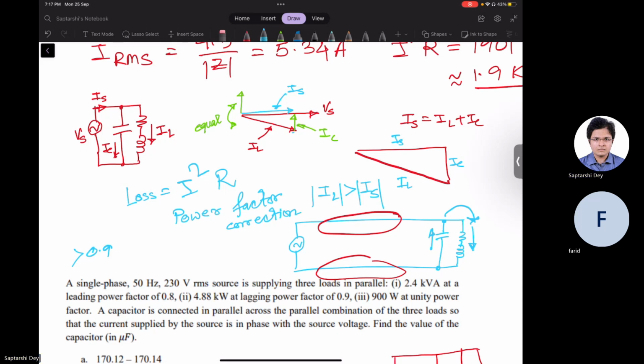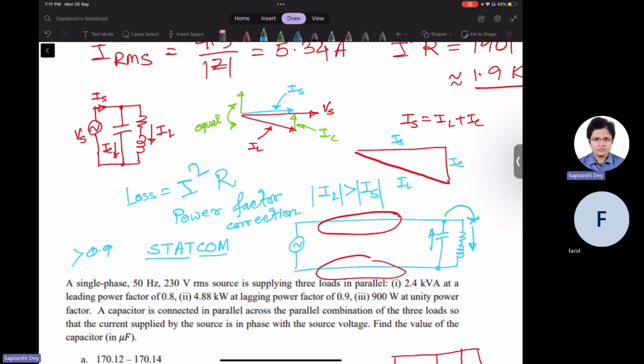So that is done by some converter. We'll study it later maybe, which is called STATCOM, static compensator. Compensator, what does it compensate for? It compensates for the reactive power.